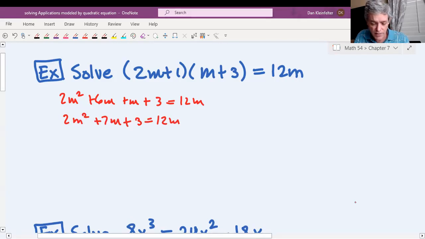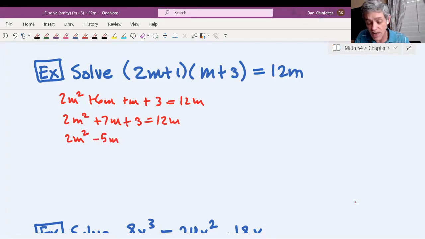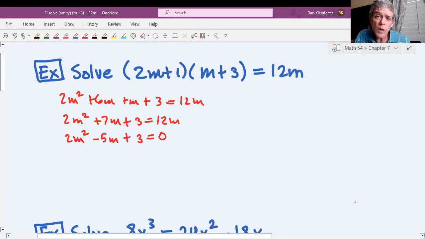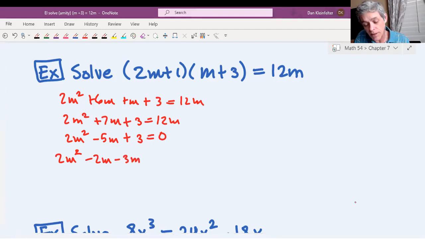Collect the 12m onto the left side. That's 2m squared. Subtracting 12, 7 minus 12 is negative 5. So we'll have negative 5m plus 3. Now it's equal to 0. So we've succeeded in getting this thing set equal to 0. The left side, though, we still need to factor. So I'm going to factor that by grouping. So I need two numbers that multiply to 6 and add to negative 5. So that would be negative 2 and negative 3. So we'll split that negative 5m into negative 2m minus 3m.